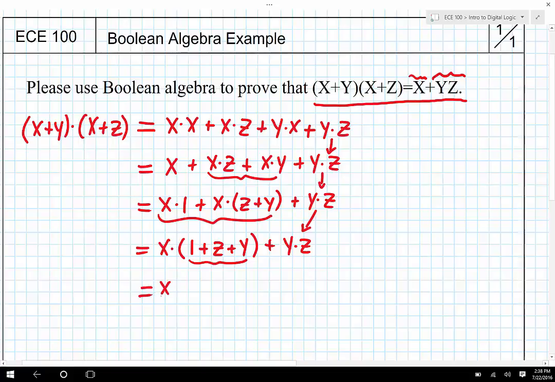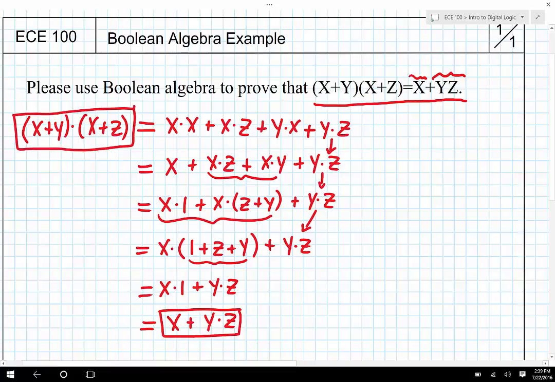So I end up with x and 1 or y and z. Anything ANDed with 1 is just that thing. So I get x or y and z. And so I have in fact proven that expression. This, by the way, was one of those expressions that was given as other Boolean equations in the lesson, and now we've actually seen it proved.